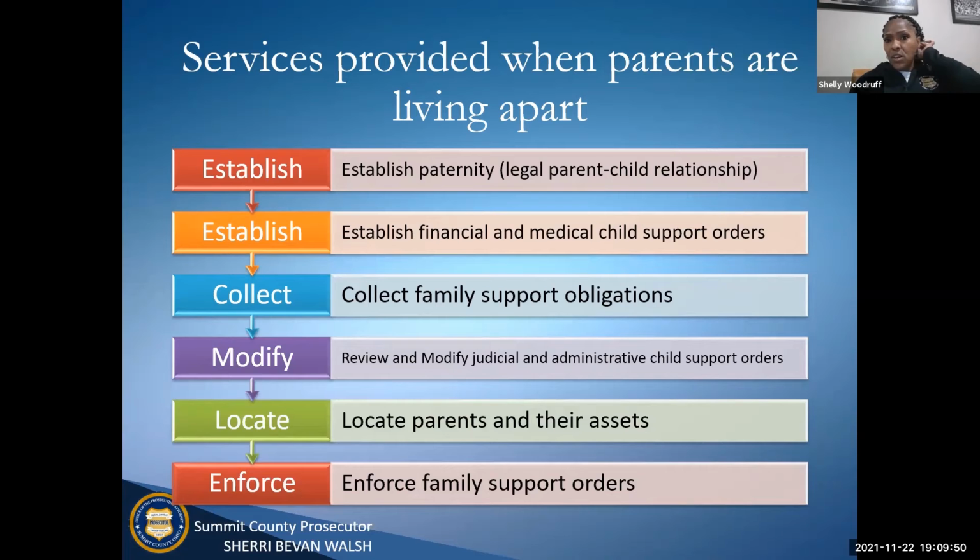Okay. So the services provided when parents are living apart. We establish paternity, which means a legal parent-child relationship is established. Whenever parents are not married, we need to establish paternity, and we can do that one of two ways. The parents can sign an affidavit, a paternity acknowledgement, acknowledging that they are the legal mother and father of that child. That paperwork is notarized and sent to the Central Paternity Registry, and that is the form that will generate a birth certificate.